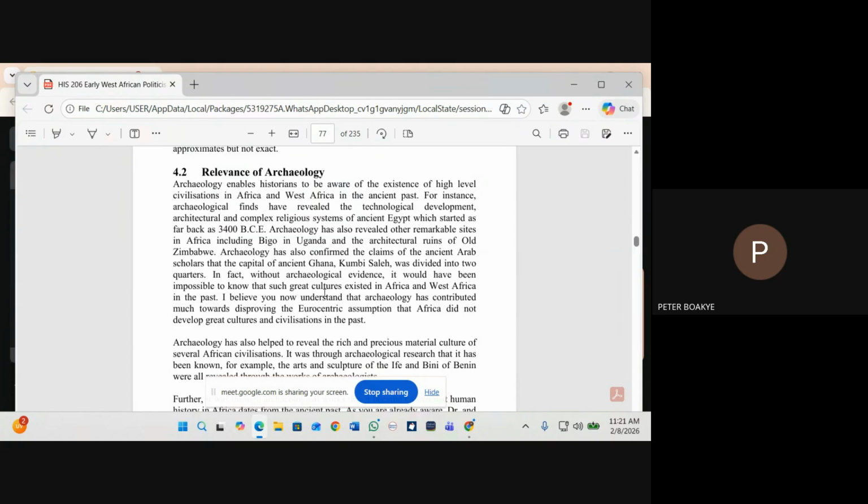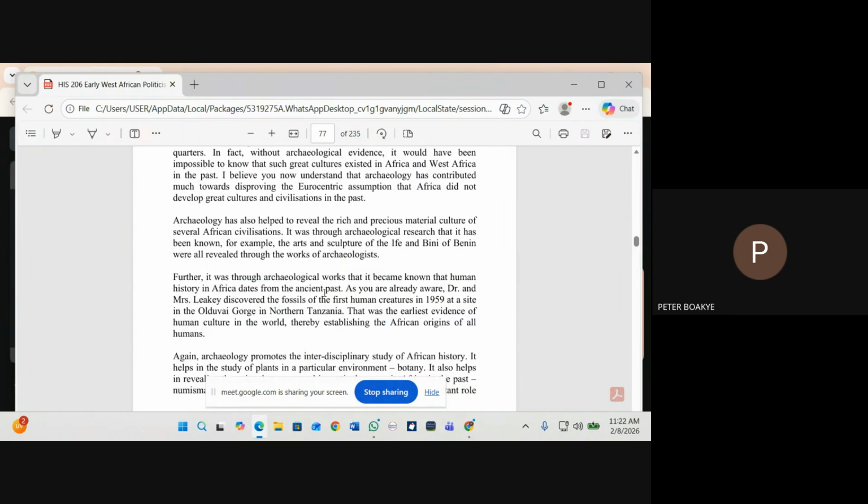Archaeology has also confirmed the claims of ancient Arab scholars that the capital of ancient Ghana, Kumbi Saleh, was a twin city, divided into two. Okay. So without archaeological evidence, it will be very difficult to know all these issues, and that's very important. Again, archaeology has also helped to reveal the rich and precious material culture of several African civilizations. So it was through archaeological research that it has been known that the arts and sculpture of Ife and Benin were revealed through the works of archaeologists.